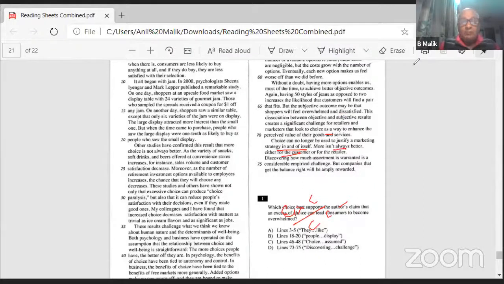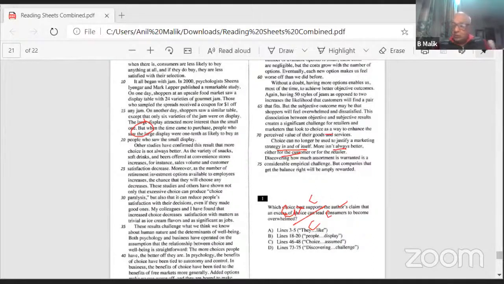I go to 18 to 20. What does he say? But when the time came to purchase. Now, remember, sir, when I see an answer choice which starts with but, I'm not teaching you English, but but is a contrast word. It contrasts two things. So I have to read what it contrasted. I read before. He says that some people were shown more, some people were shown less, right? But the people who saw more were one tenth as likely to buy as people who saw less. So here it is. The guy who was given more choice, he was confused. I got the answer.